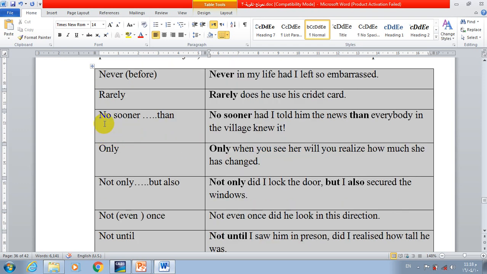Let's go to another expression, no sooner than. Like the example, no sooner had I told him. This sentence was I had told. But because I put no sooner at the beginning of the sentence, we use the helping verb or auxiliary verb before the subject to become like this. No sooner had I told him the news than everybody in the village knew it. And we use than with no sooner.